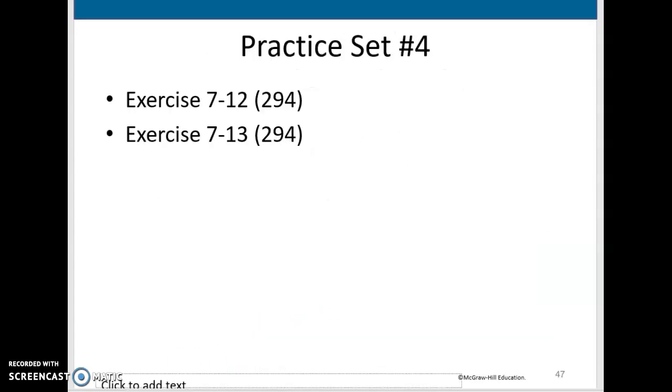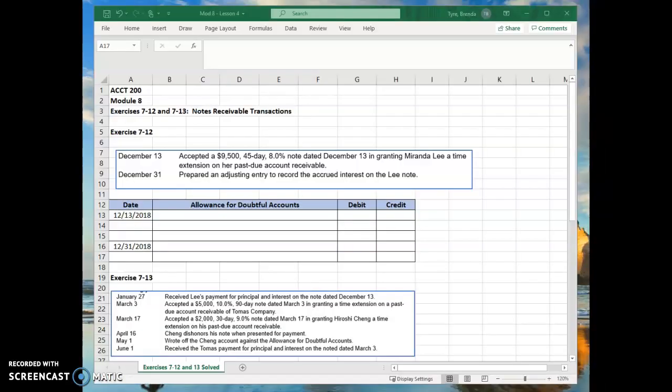Okay, we're going to walk through some notes receivable transactions on exercise 712 and exercise 713. Please open your practice set now. Let's walk through exercises 712 and 713. They are both on the same tab, as you'll notice. In this one, we are going to take a look at recording these notes receivable transactions.